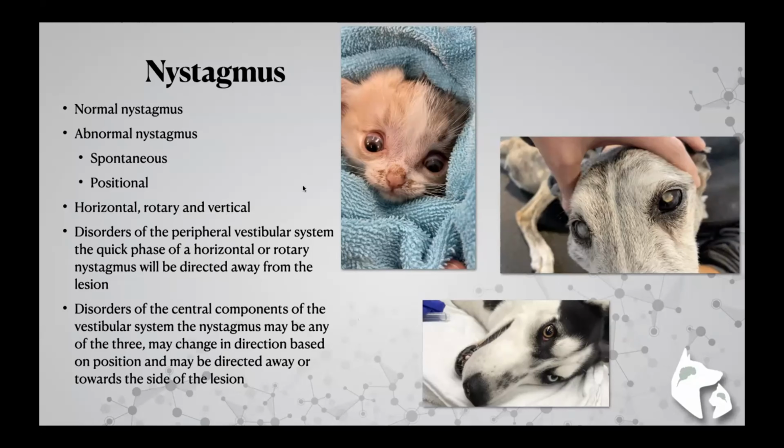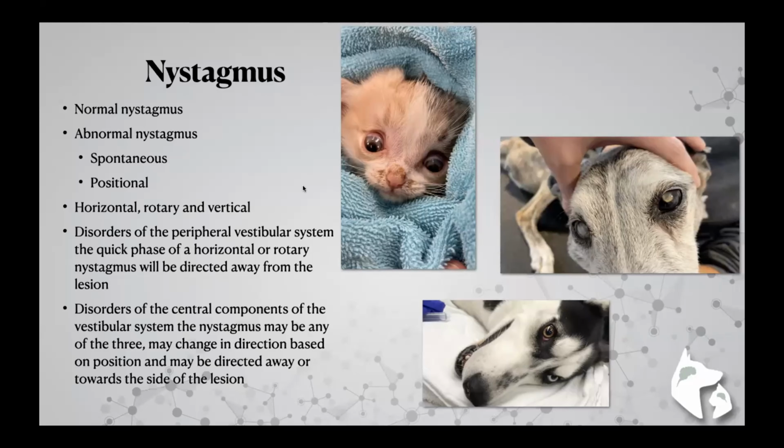There are three main types of jerk nystagmus: horizontal, rotary, and vertical. With disorders of the peripheral vestibular system, those involving the inner ear, the quick phase of a horizontal or rotary nystagmus will be directed away from the lesion. It is convention to talk about a nystagmus based on the fast phase. So if I tell you I have a dog with a horizontal nystagmus to the right, the fast phase is to the right and the slow phase is to the left.